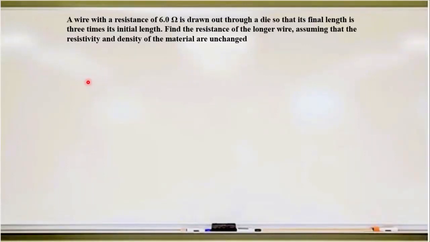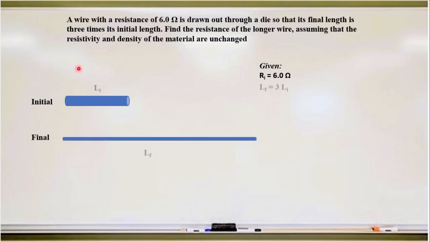In this video, we consider the problem related to concepts of resistance and resistivity. We have a wire with a resistance of 6 ohm, which is drawn out through a die, and the final length of this wire is 3 times its initial length. We need to find the resistance of the longer wire, assuming that the resistivity and density of the material are unchanged.